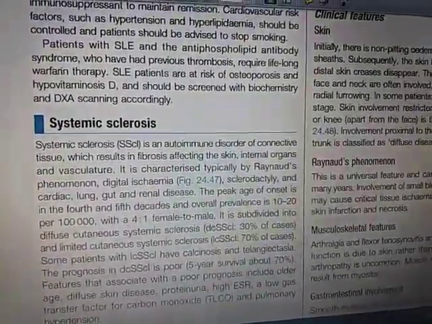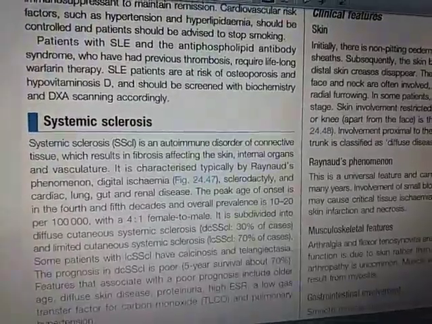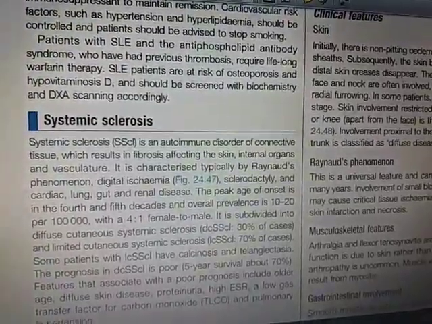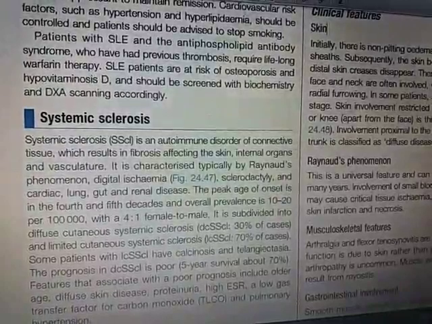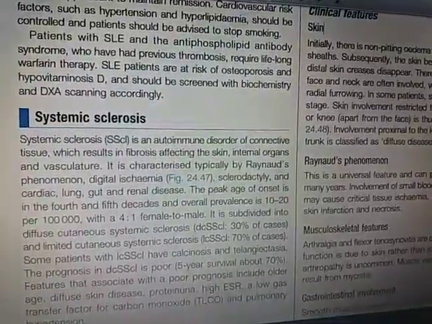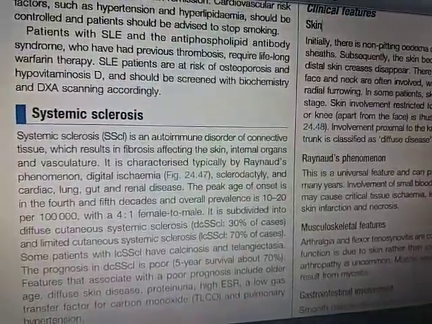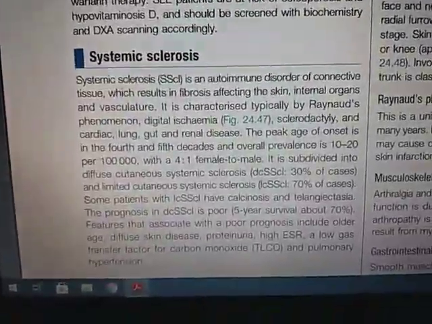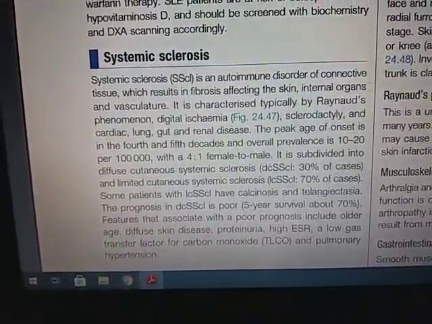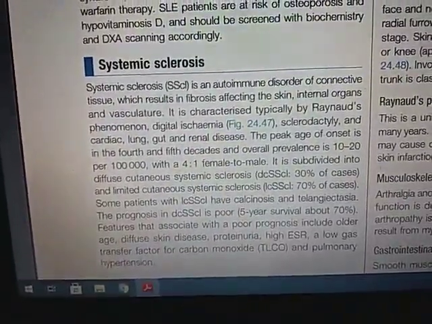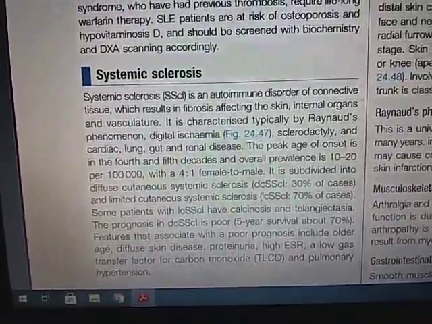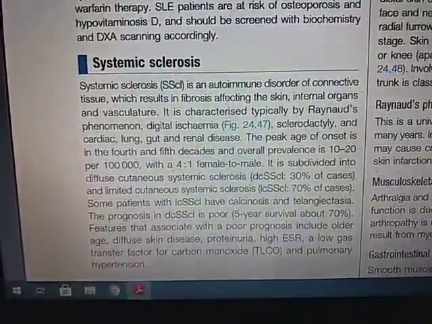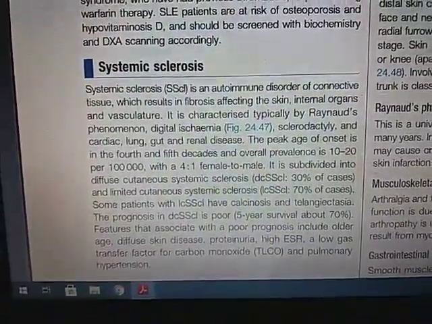Now the GI tract involvement in 90% of cases: esophagus, stomach, small intestine, gastroesophageal reflux, esophagitis, and may lead to stricture and gastroparesis.